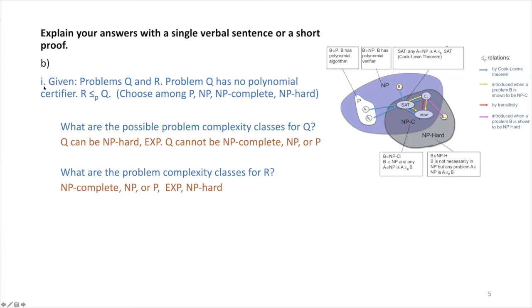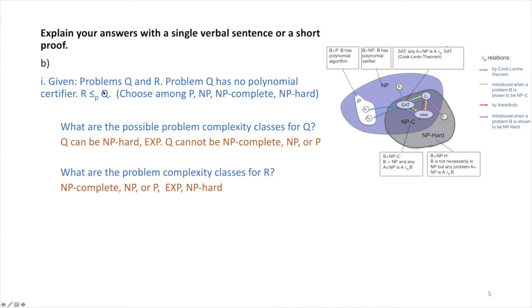Part B, 1. Given problems Q and R. Problem Q has no polynomial certifier, and it is given that R is polynomially reducible to Q. Choose your answer among P, NP, NP complete, and NP hard. The question is, what are the possible problem complexity classes for Q? The answer is Q can be NP hard or exponential.